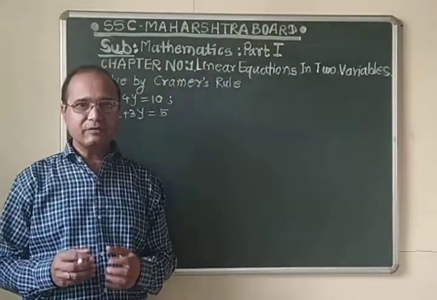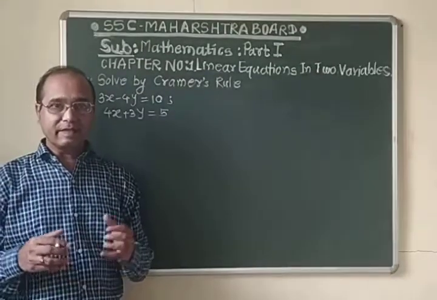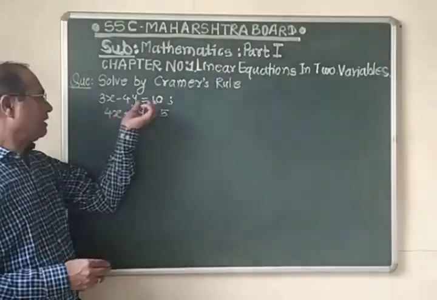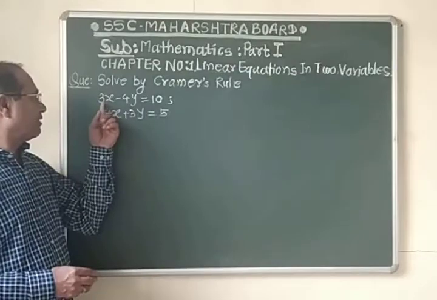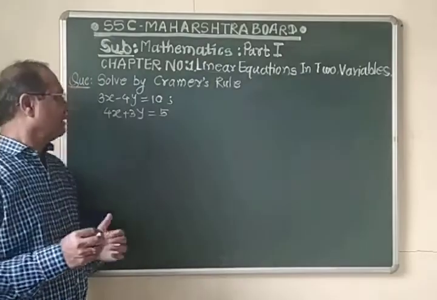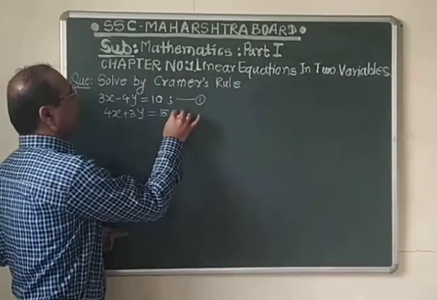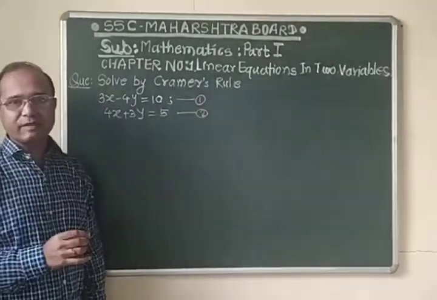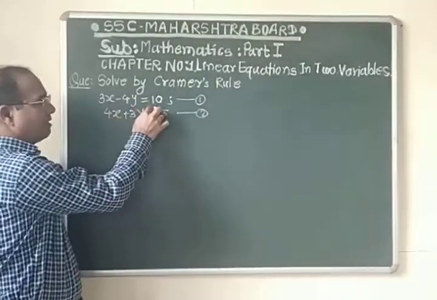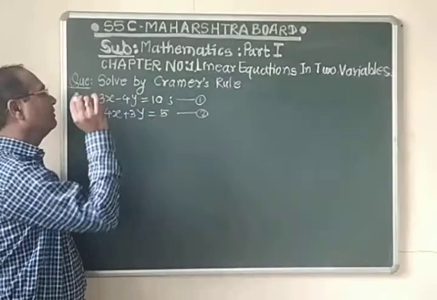In Cramer's rule, we first have to consider the general form of the equation, which is ax plus by equal to c. You should understand what a is, what b is, and what c is. Here, this is the first equation and this is the second equation. I am naming them 1 and 2. The first equation is considered as a1x plus b1y equal to c1, and the second equation as a2x plus b2y equal to c2.